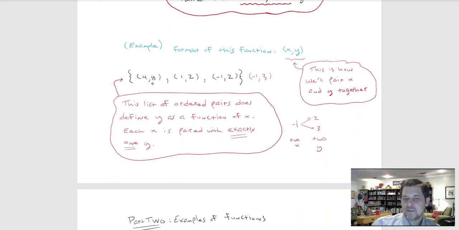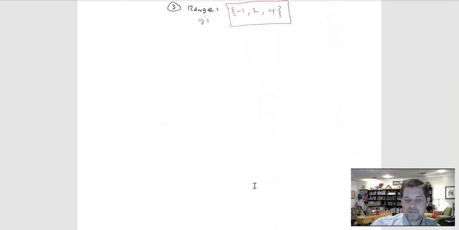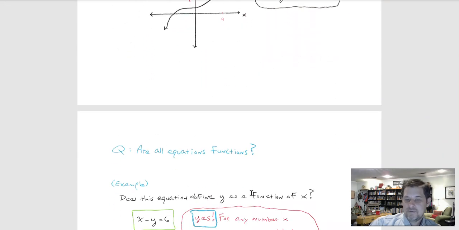This says 4 gets paired with 8. It doesn't say why or how. It just says that, as a matter of fact, it happens. And then here, I actually gave you a rationale for the pairing. I said 7 a.m. gets paired with home because that's where I am at 7 a.m., okay? But the rationale for the pairing might vary.